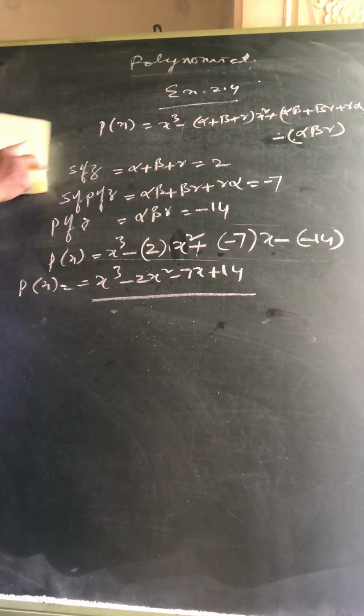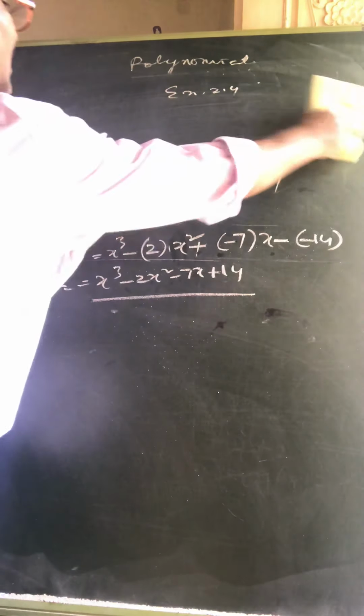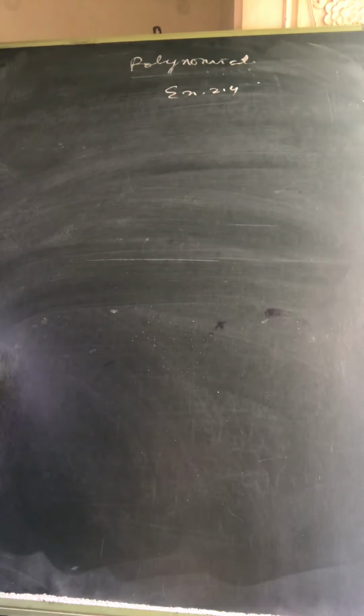Now we are going to do another problem from this exercise 2.4, where he is giving the three zeros not as direct numbers, he gave them as alphabets. If the zeros of the polynomial x cube minus 3x square plus 3x plus 1 are a minus b, a, a plus b.